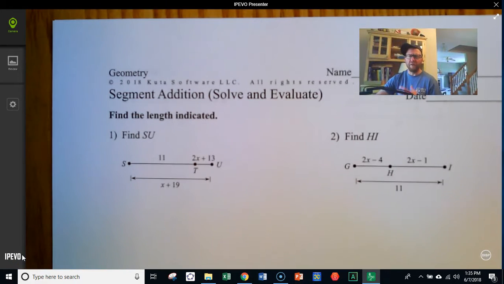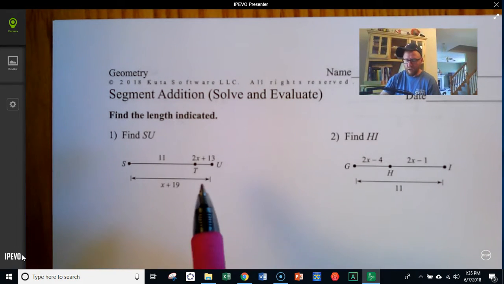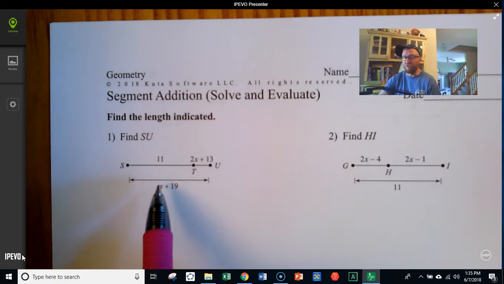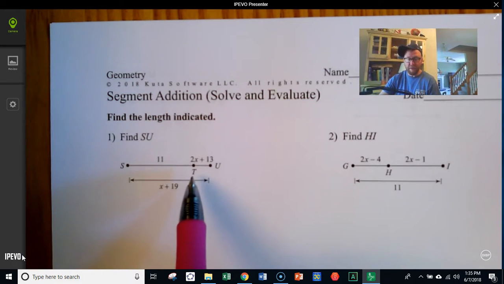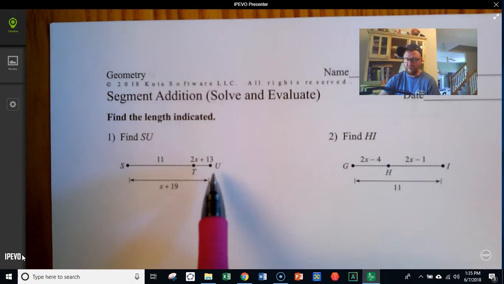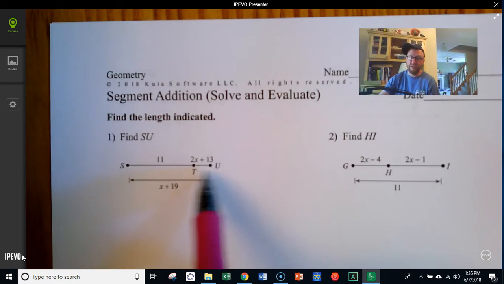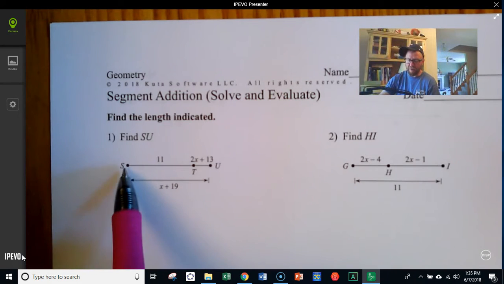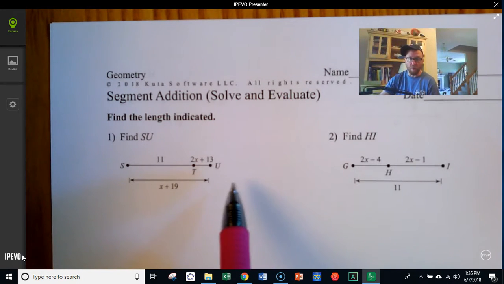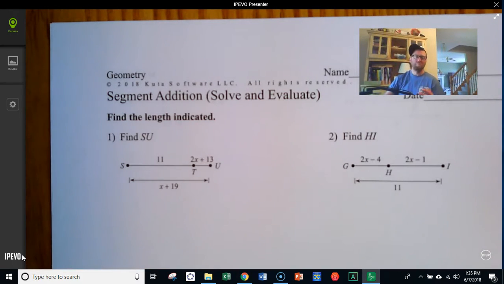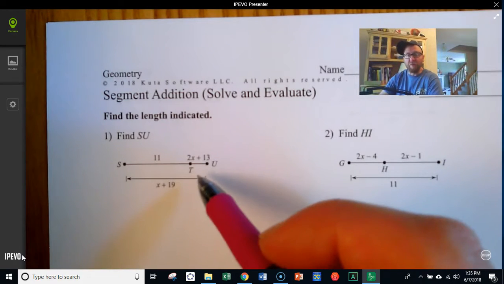Okay, so segment addition. This time we're going to use segment addition to find the actual length of a segment. Just like we did before, segment addition tells us that if we have a point like this, T, that's in between two other points, like S and U, then the distance from S to T plus the distance from T to U will be equal to the entire distance from S all the way to U. So the two parts add up to the whole. Pretty straightforward.